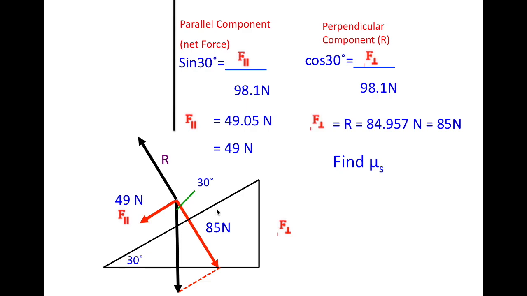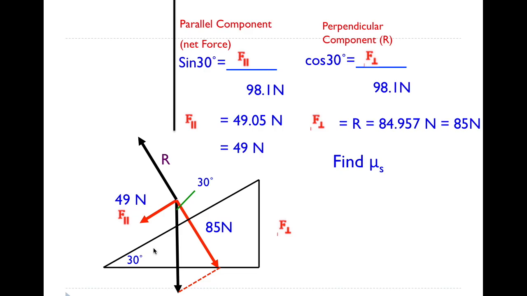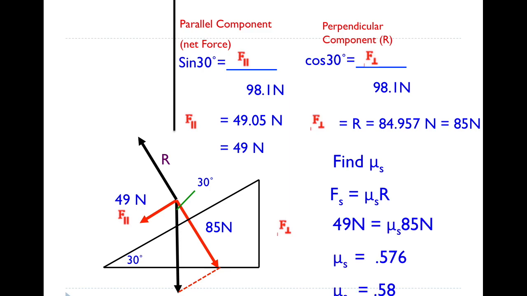The next step is finally we can solve for mu, which is the coefficient of static friction. When we plug everything in to our equation to solve for the coefficient of static friction, we will get 0.58 after rounding everything off.